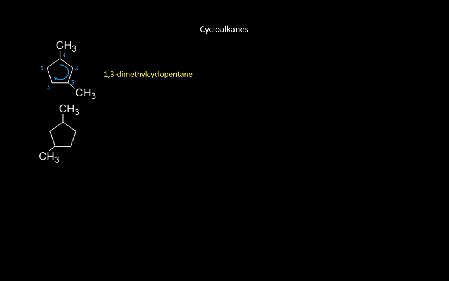Let's now look at 2 substituents on the ring. This will be a dimethyl cyclopentane. We want to have the lowest numbers, so we number clockwise and get 1,3-dimethylcyclopentane. How about this one?